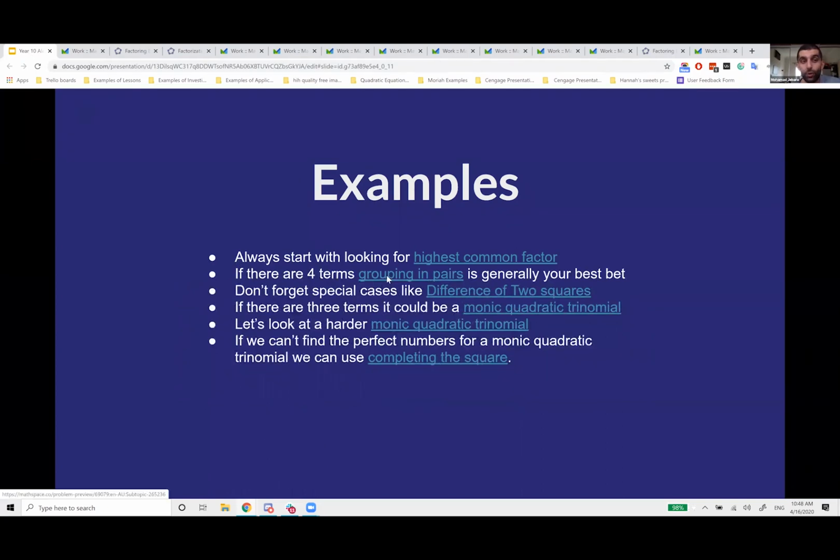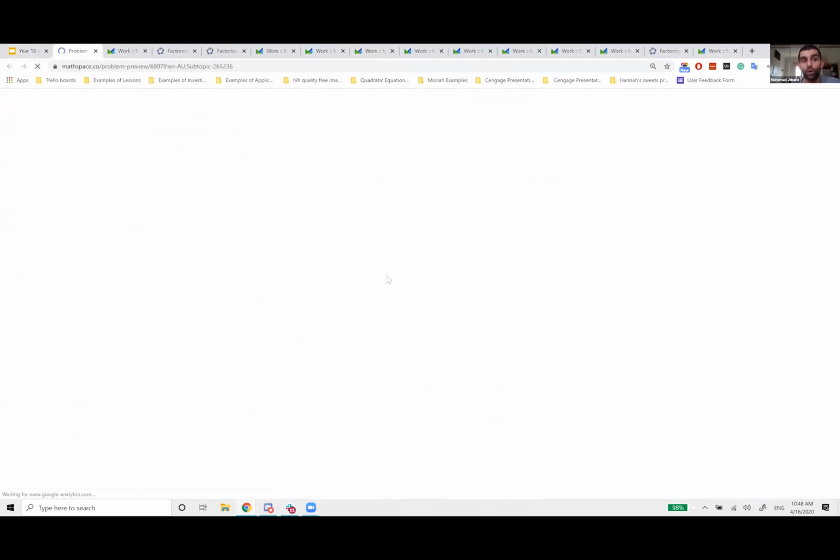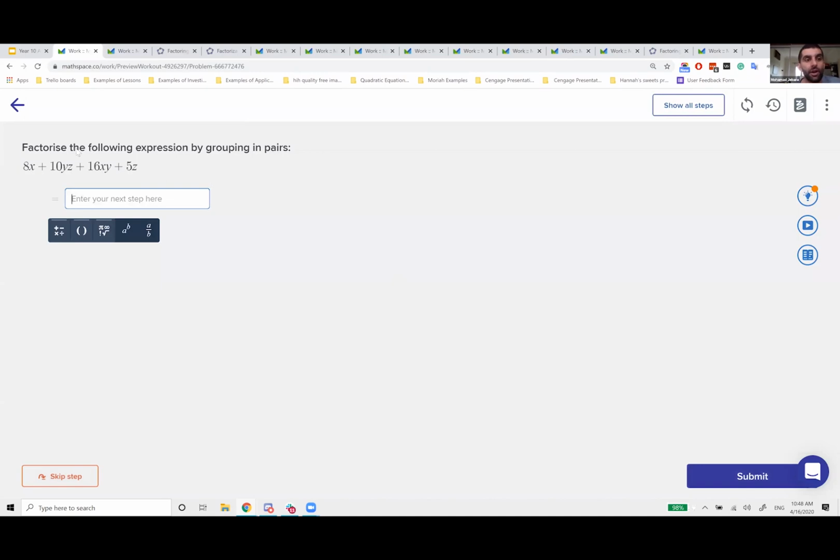The next thing to look at is grouping in pairs. When you have 4 terms, you can do this technique called grouping in pairs. Grouping in pairs basically means find 2 pairs and find the common factor of these 2 pairs, and then do the same with the other 2 pairs. They don't always have to be the pairs next to each other. Often they will be, but sometimes you might have to pair this with that. So in this case, 8x and 5z have no common factors, so that's the wrong pair. You have to find which pairs have a common factor.